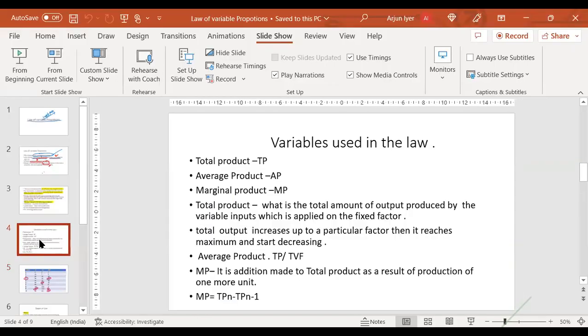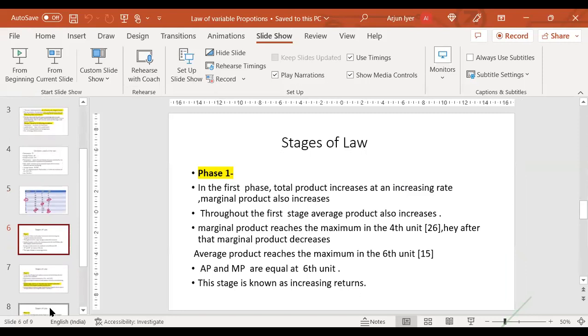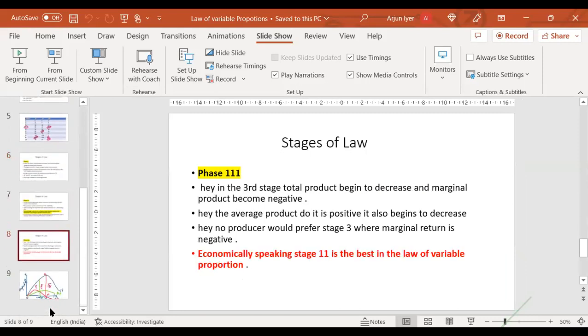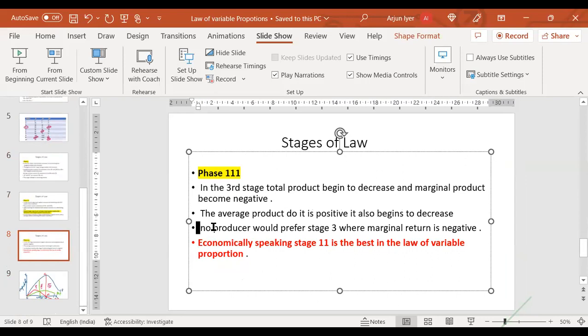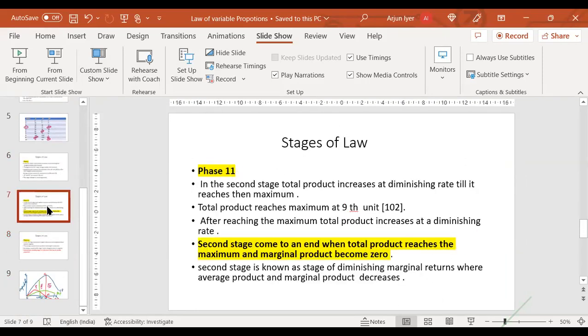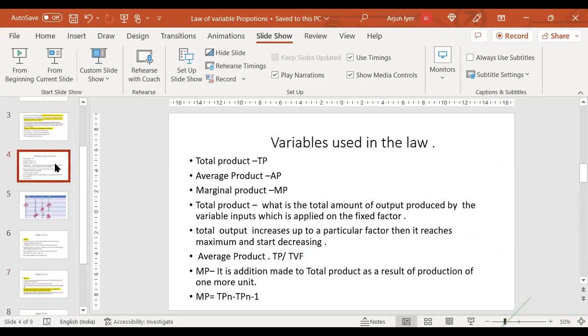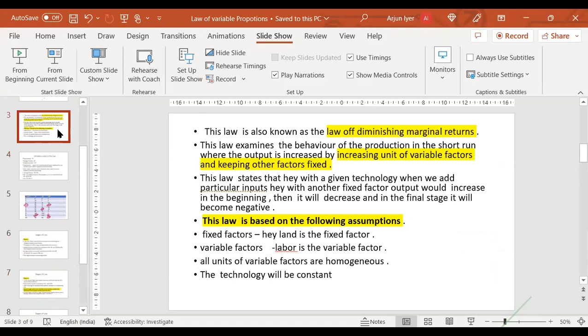One minute, I'm taking your attendance. I'm just removing this word, otherwise you will get confused. Okay, I'm sharing the attendance link. Just wait for one minute.